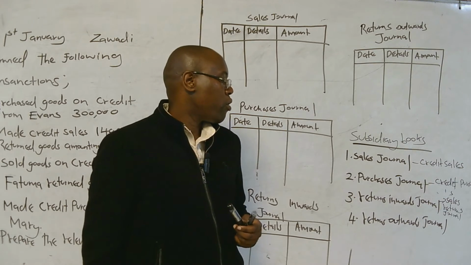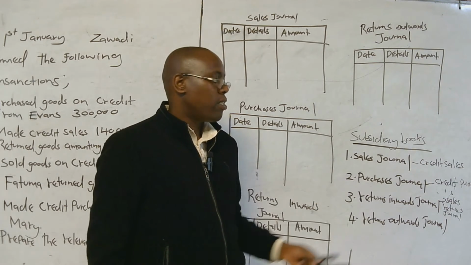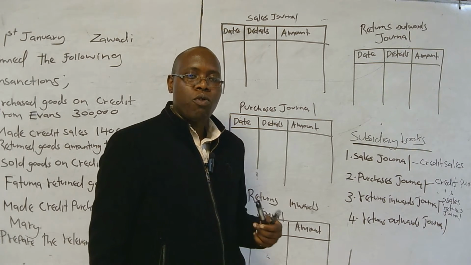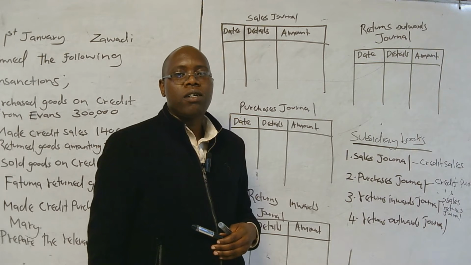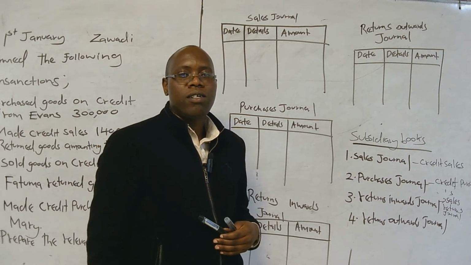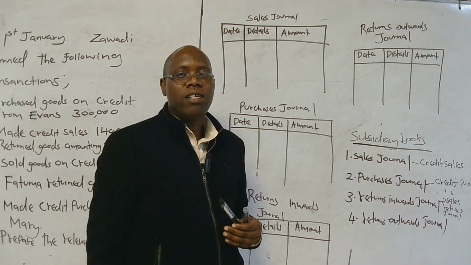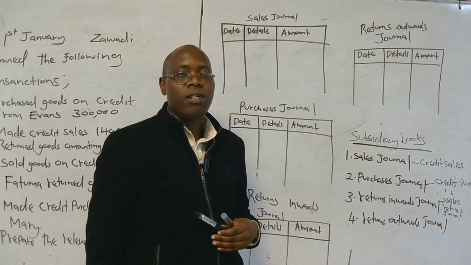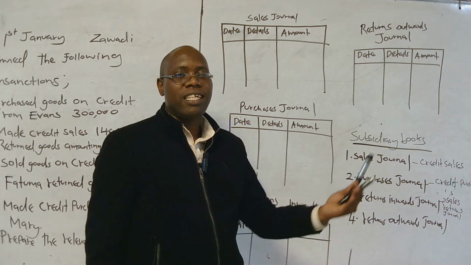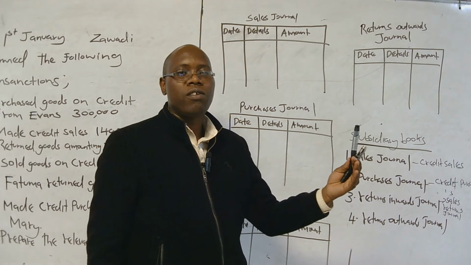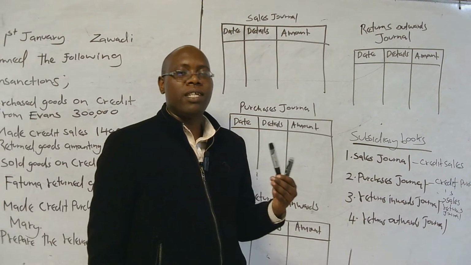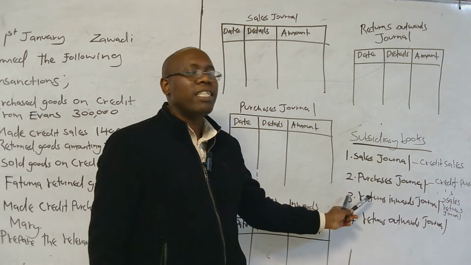The main function of the sales returns journal is this: you sold a commodity to a customer. Maybe you sold a commodity to Fatuma, and Fatuma realizes that some of the commodities you sold to her had expired. So Fatuma, your customer, is going to return that commodity to you. That's why they call it returns inwards. You had sold it to Fatuma, but now Fatuma is returning it to your business again.